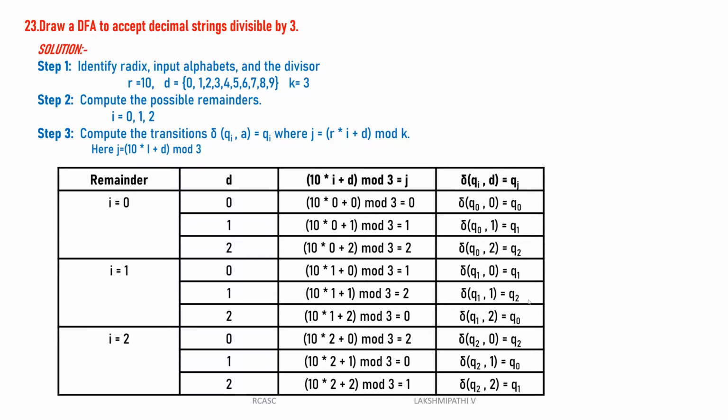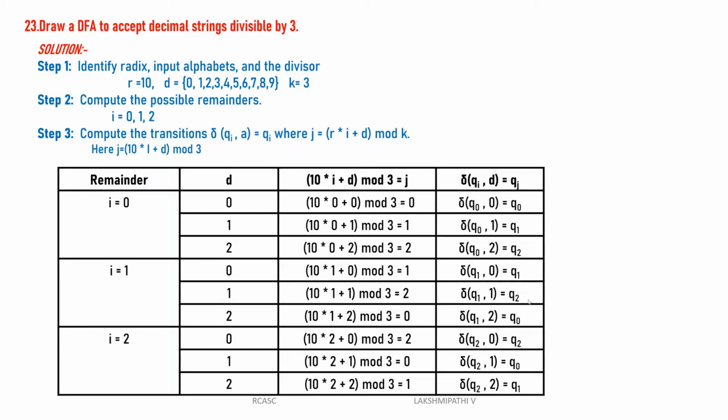Before going to these transitions, for our convenience, let us group the digits from 0 to 9 based on the remainders. Otherwise we would need Q0, Q1, Q2, Q3, Q4, Q5, Q6, Q7, Q8, if we consider all 10 possibilities. Avoiding that, we can group according to the remainders: 0, 3, 6, 9. If divisible by 3, you get the remainder 0 only. So we can group 0, 3, 6, 9 together.